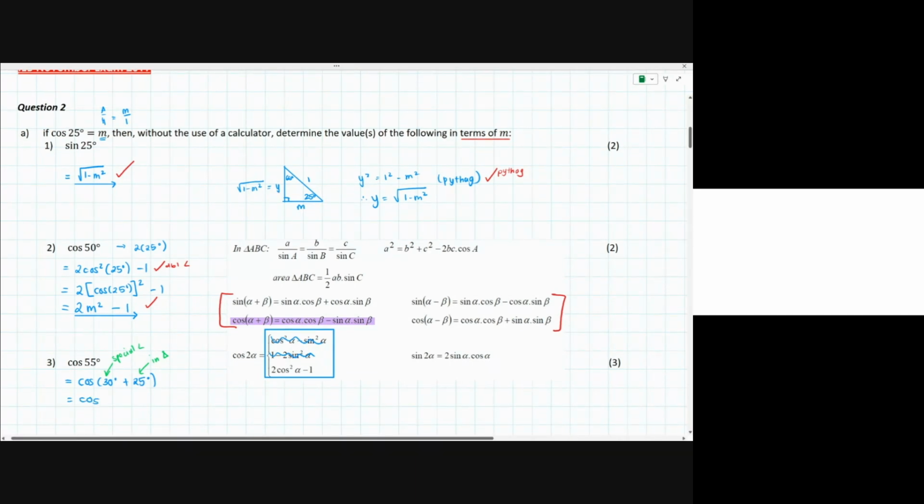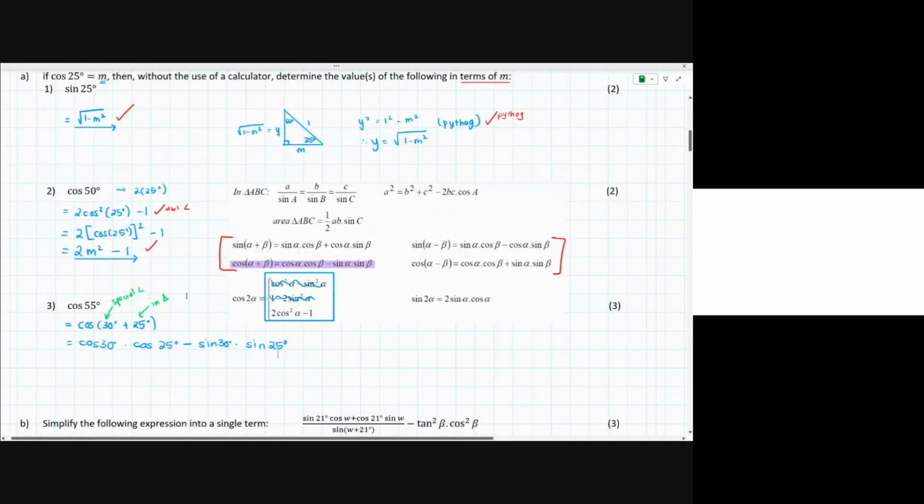So cos 30 times cos 25, minus sine 30 times sine 25. And all of these we can now find the ratio for. Okay, Tills, I said this on Monday, I'm going to be honest, I don't know my special angles, not off by heart. Some of them kind of, but truthfully, no.